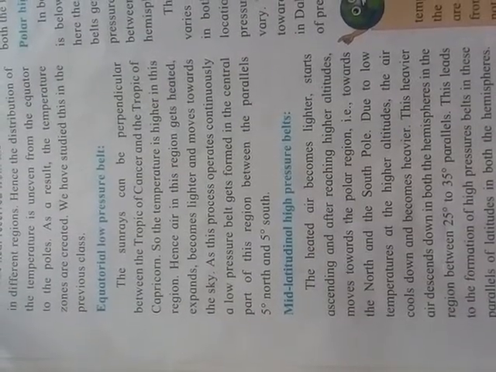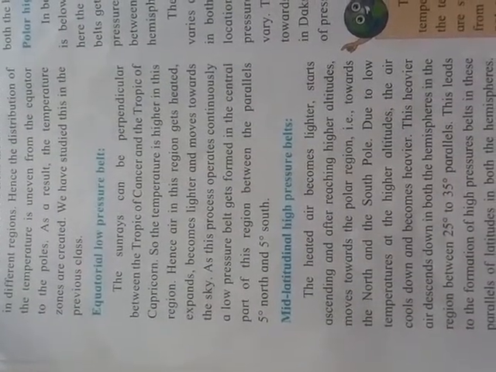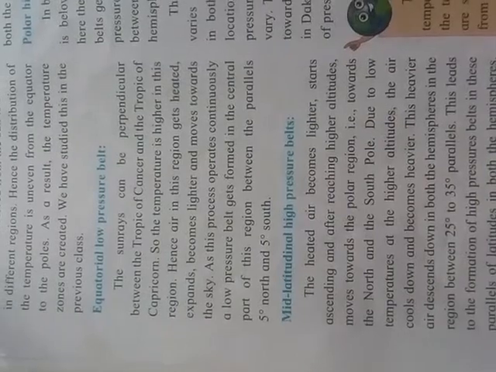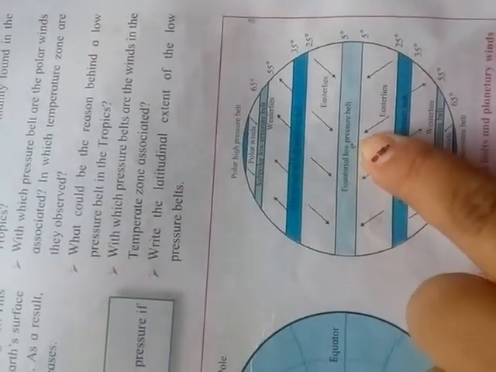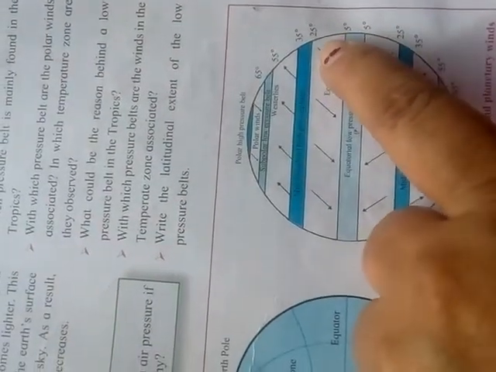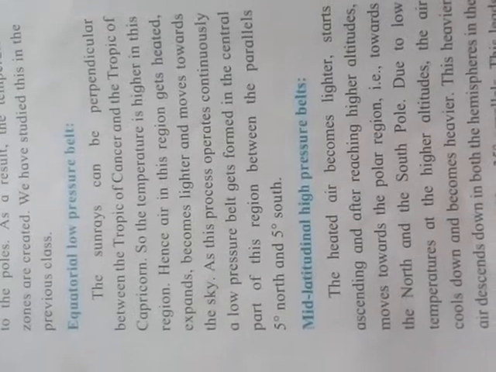This process operates continuously, and a low pressure belt is created between the parallels of 5 degrees north and 5 degrees south. In the diagram, here is the equatorial low pressure belt, on the south side and on the north side. Two belts of 5 degrees are created on these two sides. You understand? The equatorial low pressure belt.